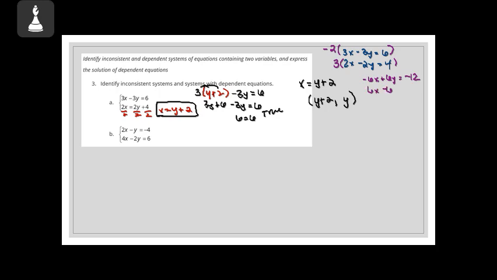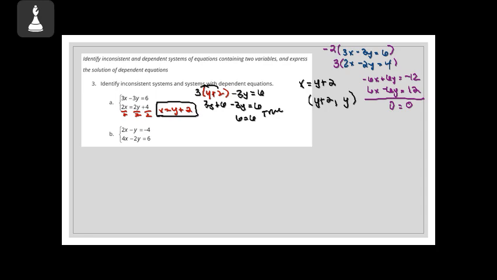Now, if I add all the way down, negative 6x and 6x makes 0. 6y minus 6y makes 0. Negative 12 plus 12 makes 0. Everything cancels out, and I again get a true statement. 0 equals 0. So 0 equals 0 means I have infinitely many solutions. I have a dependent system, and then I'm going to have to go back to what I did at the very beginning here and solve one of these equations for a variable.